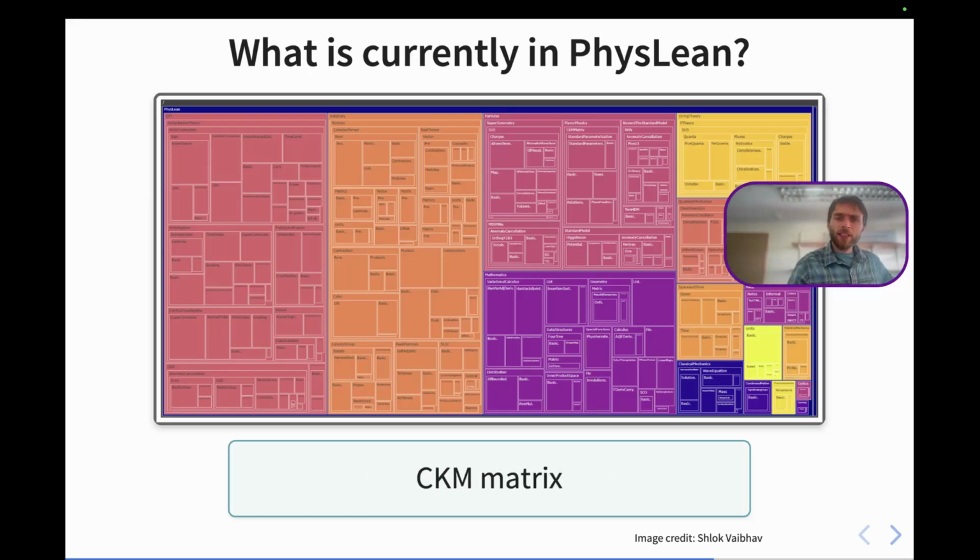We've got the CKM matrix, which governs how fermions interact in the universe. We've got something called Wick's theorem, it's a precursor to Feynman diagrams. We've got string theory, etc., etc., etc. So that's currently what is in PhysLean.